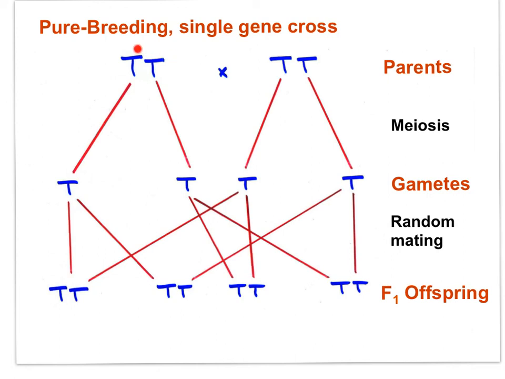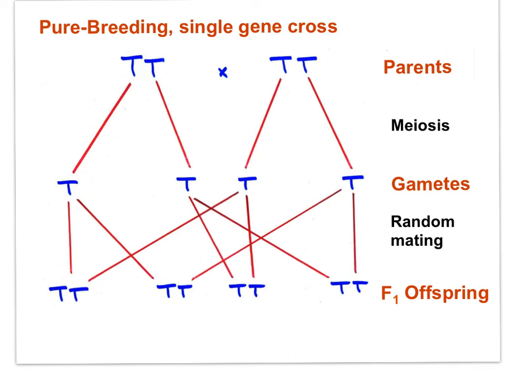I've spoken about pure breeding parents, and I've mentioned that a pure breeding individual is homozygous with respect to the gene in question. A pure breeding line, seen in this slide, is one where you cross one individual with another and the offspring have exactly the same genotypes as the parents. You can see that here.